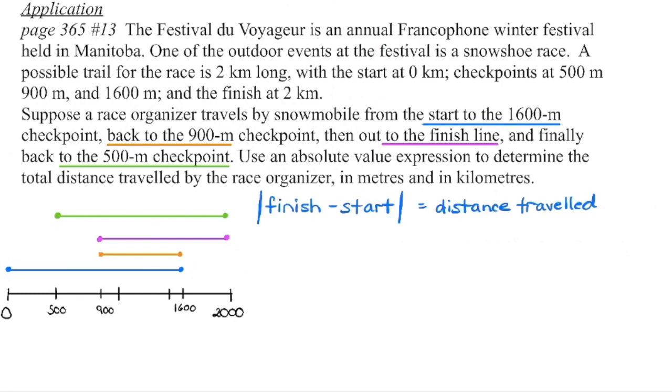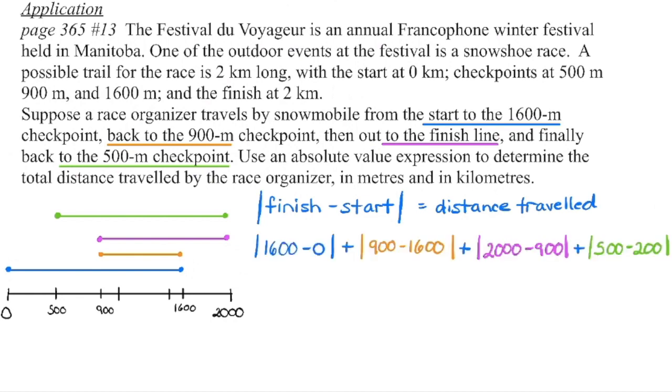We know that we can find the total distance for any given interval by taking where they finished minus where they started, and that absolute value is going to give us how far they traveled. So we're going to set up our equation first of all. So let's begin by setting up our expression. So the first one, we finish at 1600 meters. We began at 0 at that starting point.